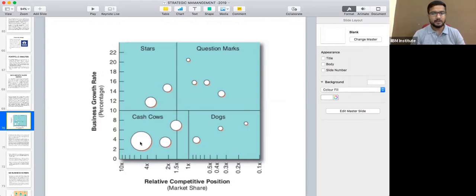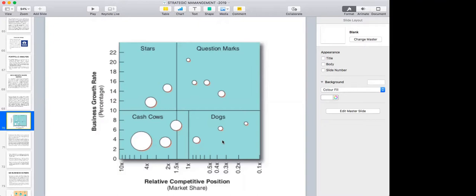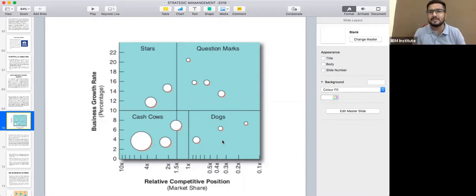That's clear? Try to understand, the product will move from question mark to star, from star to cash cow. It's important that it should not go to dog, because the dog is a position where the company's market share is very low and their business growth is also very low. Dog is basically a product that is not at all demanded, or very rarely demanded, in the market.